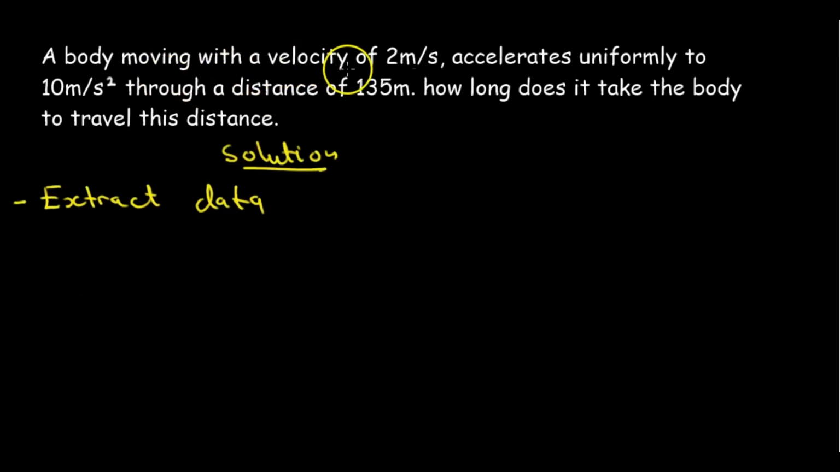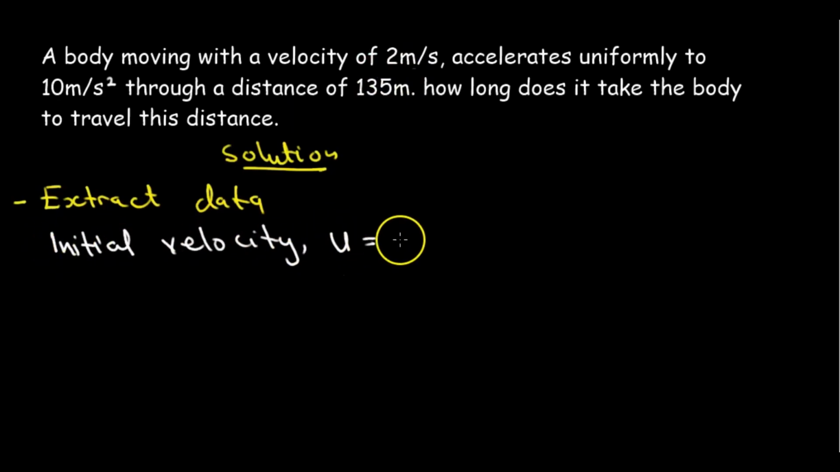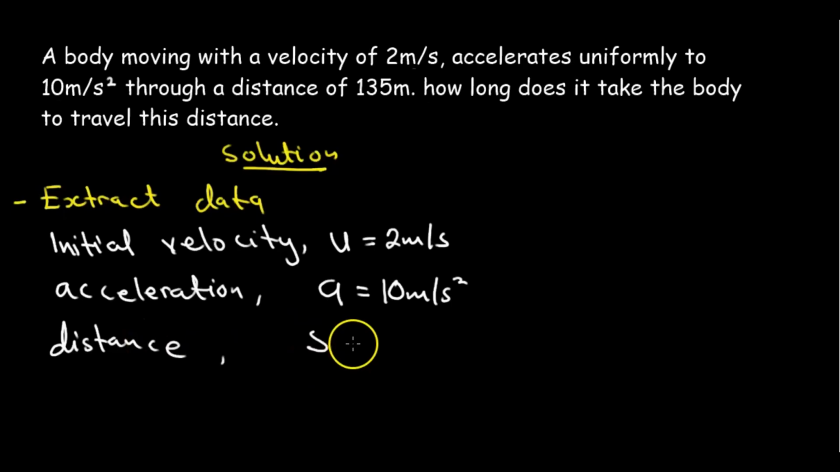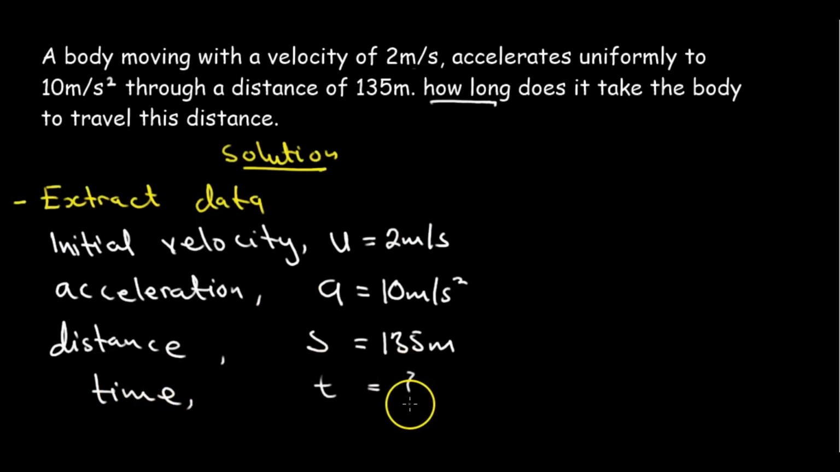The first data I have here is the velocity. A body is moving with a velocity of 2 meters per second. Which of the velocities do you think this is? This is the initial velocity, and that is equal to 2 meters per second. Then the next one is acceleration. So it accelerates uniformly at 10 meters per second. So acceleration A equals 10 meters per second squared. And then finally I have displacement or distance, which is S, equal to 135 meters. Then I'm asked to find how long, and how long is time. So I'm looking for time, T, which is equal to unknown.